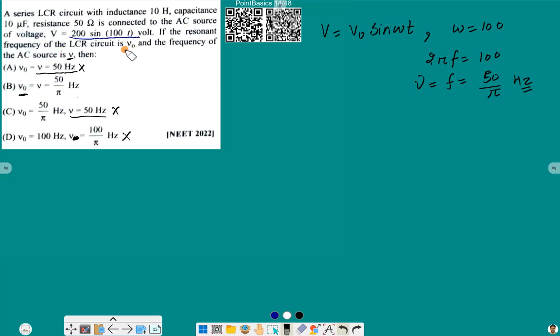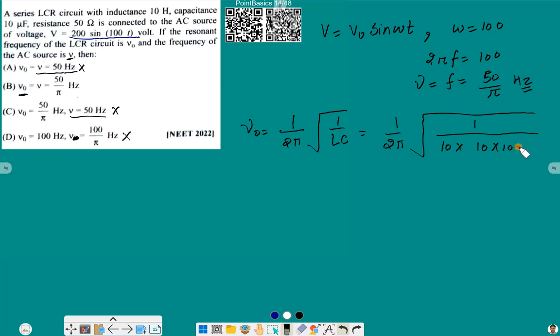And V node is the resonant frequency. So we know resonant frequency is given by this relation, 1 by 2 pi into under root 1 by LC. L is 10 Henry and capacitance is 10 microfarad. So 10 into 10 raised to power minus 6. So this will be 10 into 10 raised to power minus 4, or 10 into 2 into 10 raised to power minus 6. So 10 raised to power minus 4. And it can be written like this, 1 by root 2 pi into 10 raised to power 4. It will be 100 by 2 pi, and that will be 50 by pi hertz.